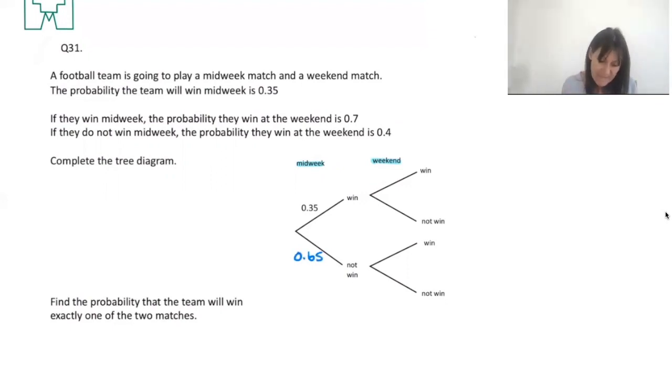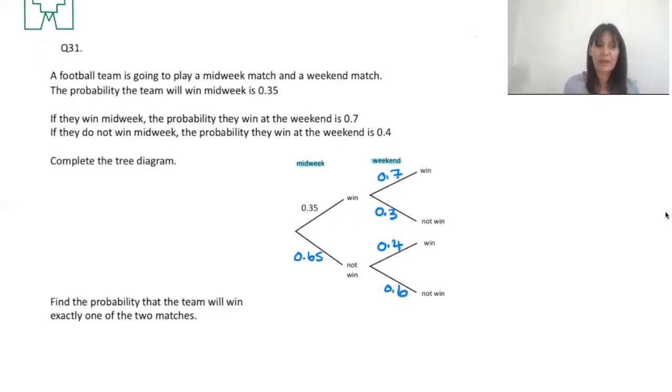It says if they win midweek, the probability that they win at the weekend is 0.7. So if they win, that's traveling this way with a win, then the win at the weekend is 0.7. So that 0.7 lives here. If they do not win, which is me traveling this way, the probability they win at the weekend is 0.4. So I've got 0.4 living here. So this is a tricky one to get everything in the right place. Now I'm going to make them add to 1 to finish them off, and then I'm good to go on the next section.